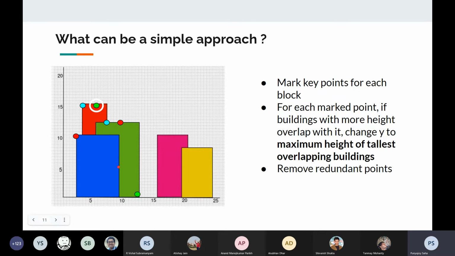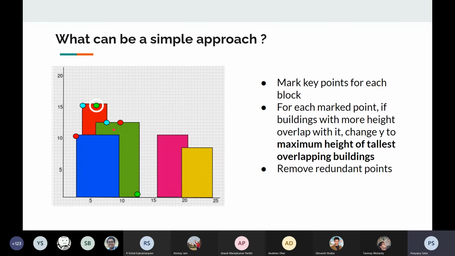So I think you have proceeded like this, Anubhav. This point will move up to here. This point is part of this red building, so the highest position it can go up to is the green building. Similarly, this point also has overlapping buildings. Red is itself the highest, so for that you have to move it to the next highest building. For each mark point that is part of some building, if buildings with more height overlap with it, here the overlapping buildings will be green and blue, not red itself. Red itself is already there, but other than that, what are the buildings that overlap?